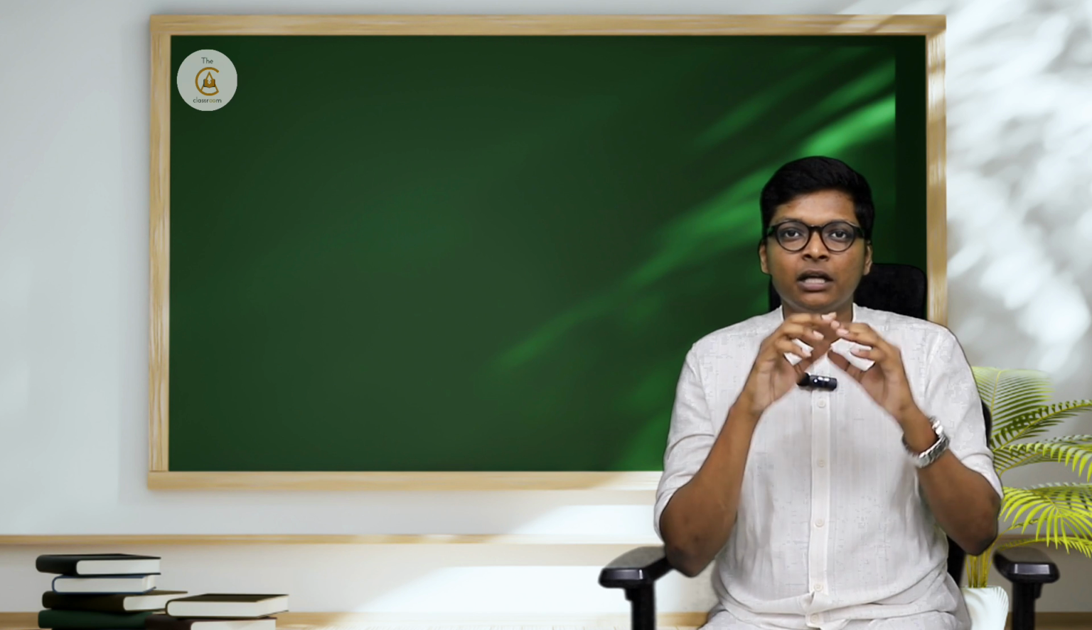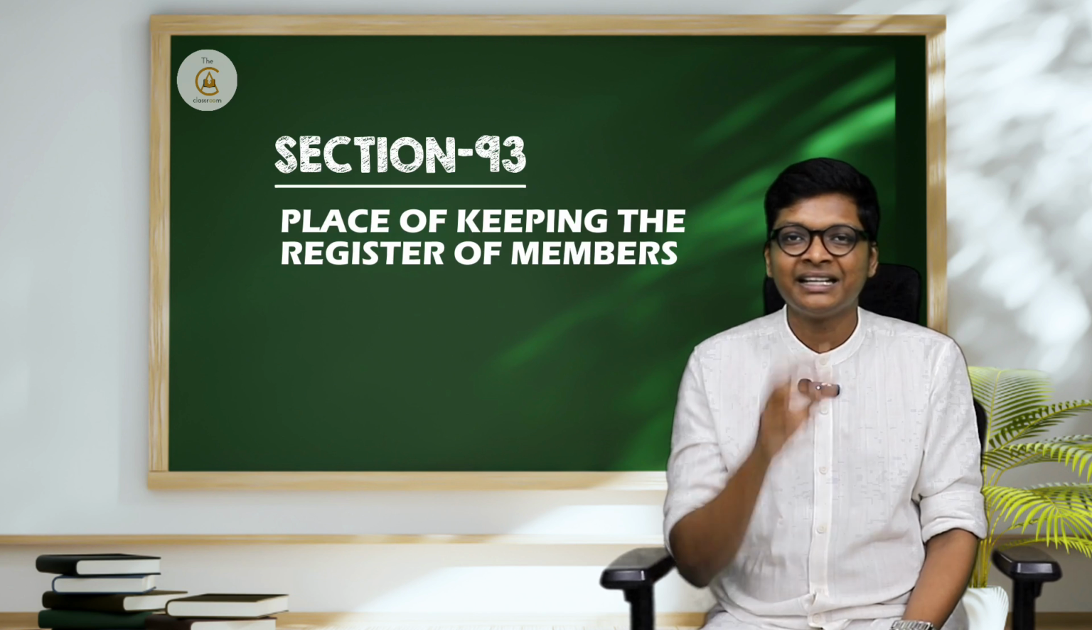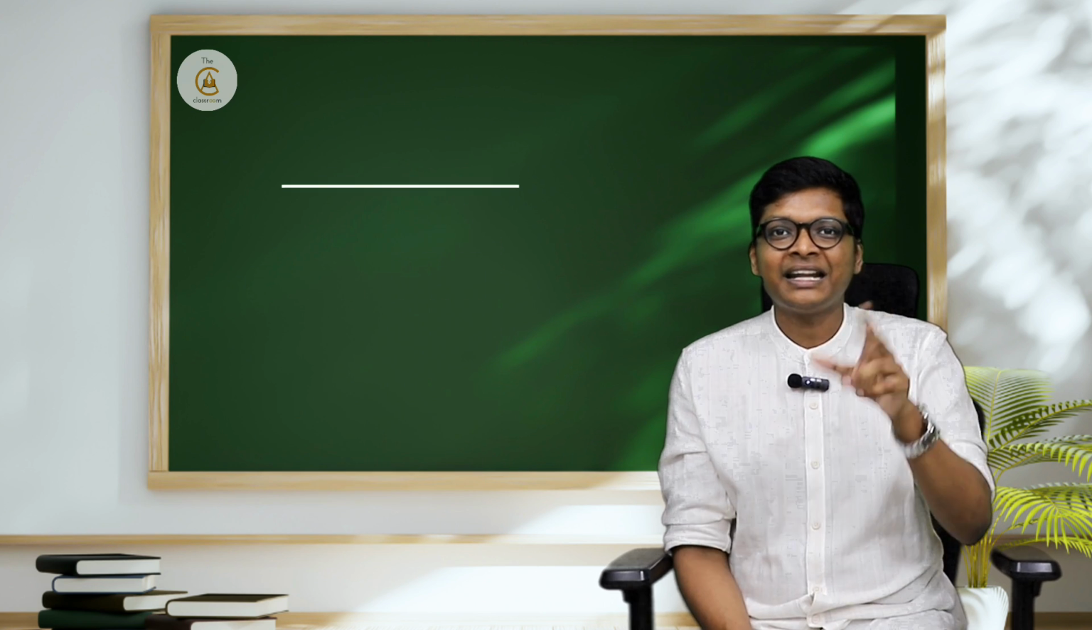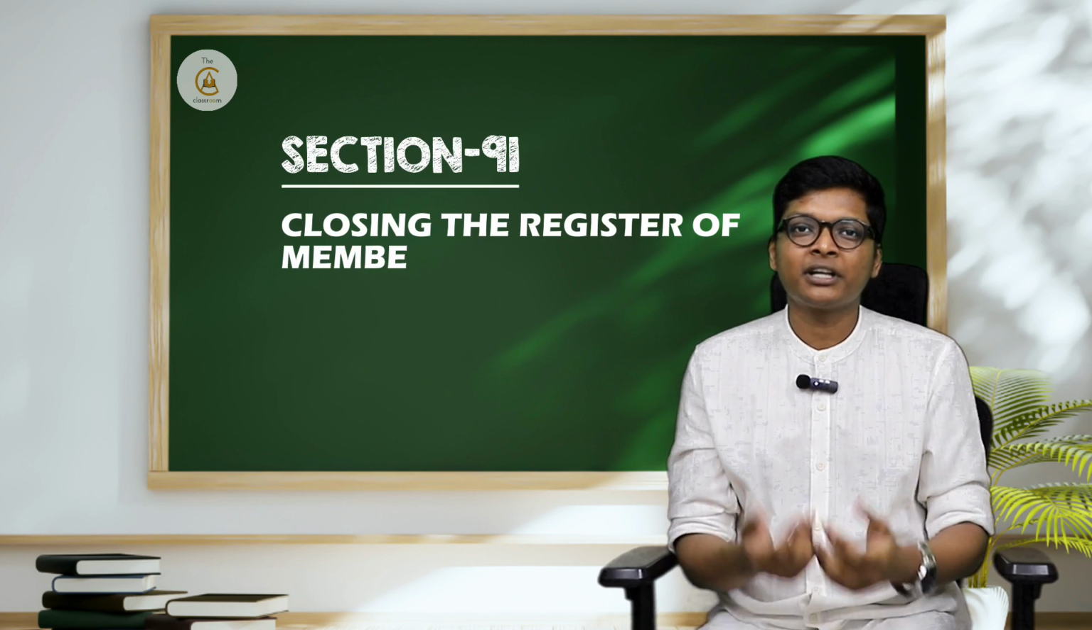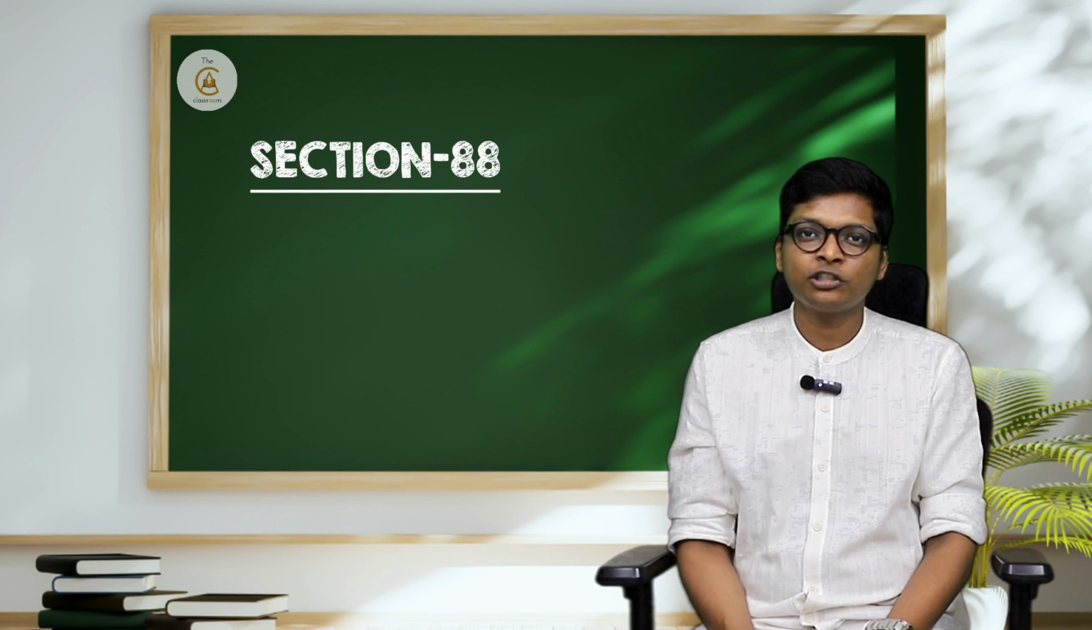94 is basically not there in your syllabus. 93 is place of keeping your register of members. 92 annual return. 91 is basically closing your register. 90 is SBO. 89 is BO. 88 is register of members.